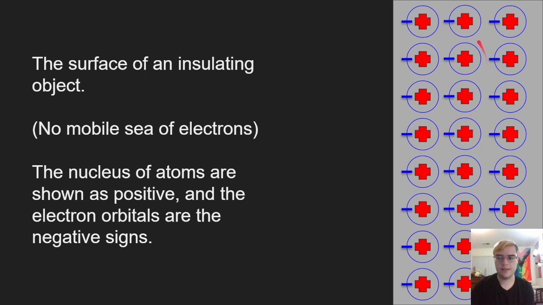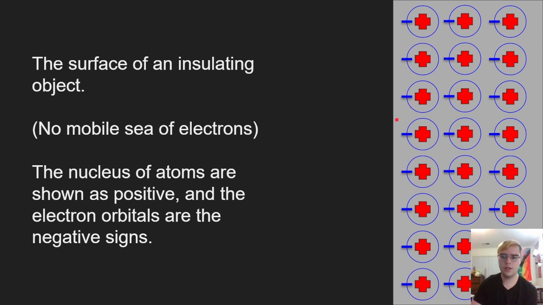So first off, this is a representation of the surface of an insulating object. It is made up of atoms, which are made of positively charged nuclei and negatively charged orbitals. Now, despite the fact that I have the negative signs of the orbitals all to one side, it's actually distributed among the entire shell here. So disregard that they're all on the same side.